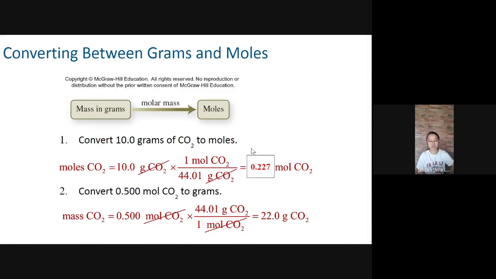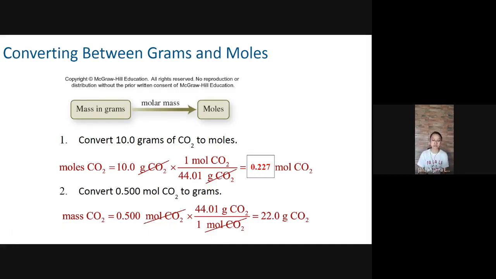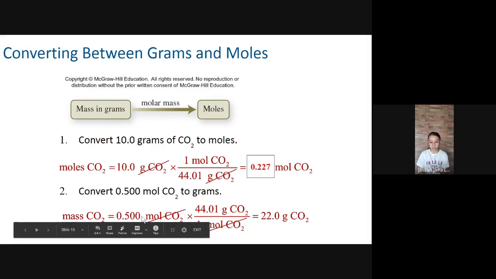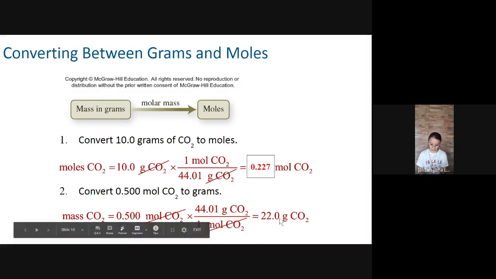Now, what about the next question? The next question is asking us to convert 0.5 moles of carbon dioxide to grams. In this case, what you're given is your 0.5 moles of carbon dioxide, and you're looking for grams. So what you want to have on the numerator is the grams of carbon dioxide, and below in the denominator is some way to cancel out the mole. Simply multiply these two and you would get 22.0 grams of carbon dioxide. Or if we're following four significant figures, there should be one more number over here.